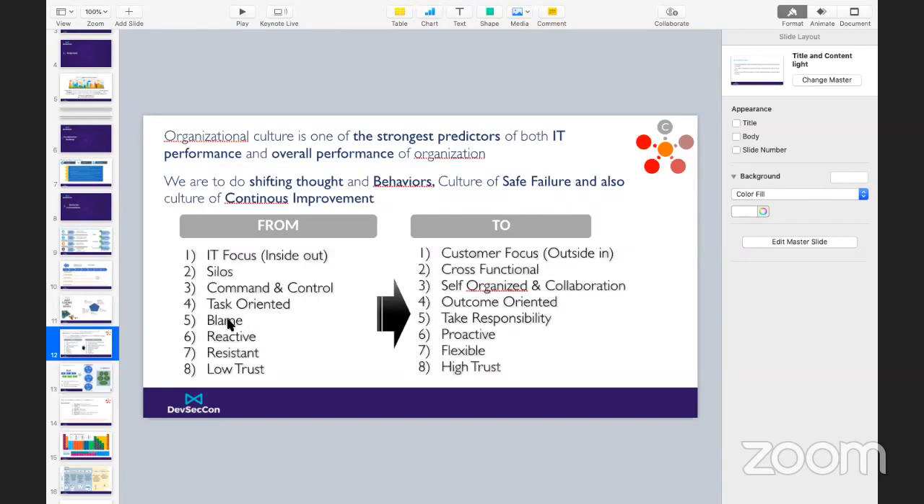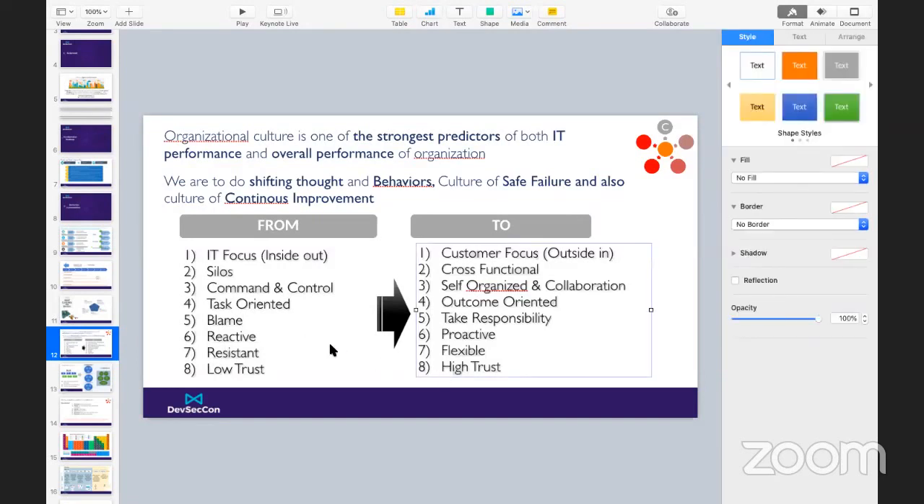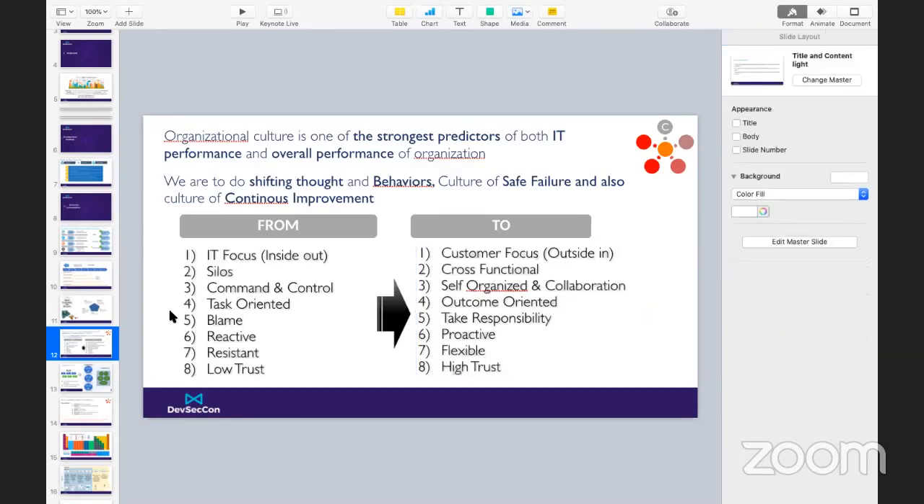And also if you have a blame culture, don't blame people. You should take responsibility for every task and every responsibility that is given to you. So from being reactive to proactive. And also if you are currently resistant, you need to be flexible. You also need to gain high trust. Actually, I know this is not easy to change, but we need to change it.